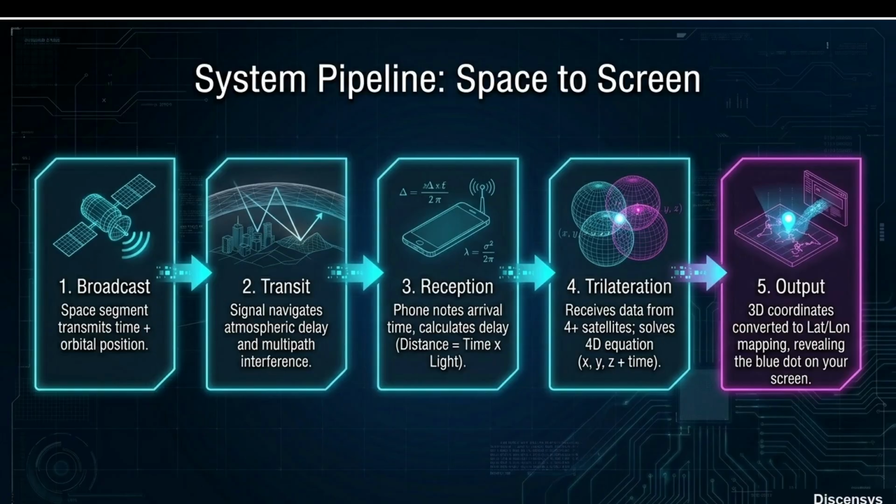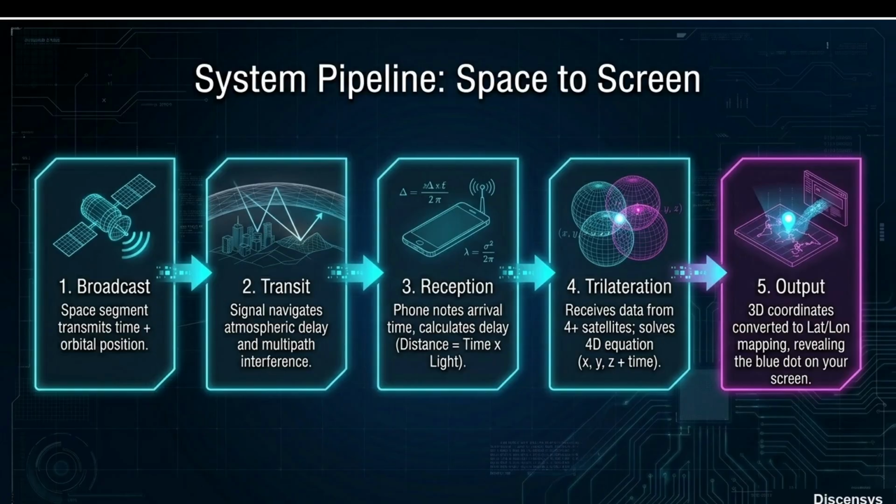Reception: our device receives the transmitted signals from the satellites, notes down the arrival time and calculates the delay. This delay needs to be calculated to calculate the distance, which is based on the delay multiplied by the speed of light, which is 3 lakh kilometers per second. The delay is the difference between when the signals were received and when the signals were sent, and it is multiplied by the speed of light to get the distance.